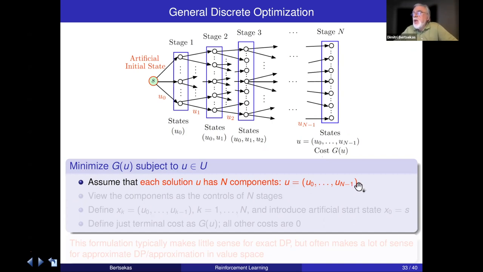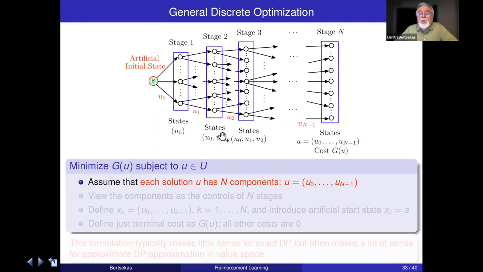Like, for example, in the scheduling problems that we had in the previous slides, each U corresponds to a city or it corresponds to an operation. More generally, here we consider the case where U consists of multiple components. And let's formulate this problem as a dynamic programming problem. We start from an artificial state, and the first state is going to be just the first choice of control, of component, I'm sorry.